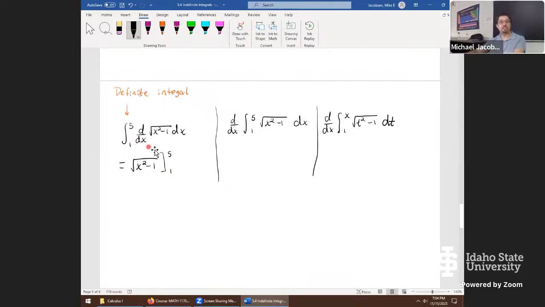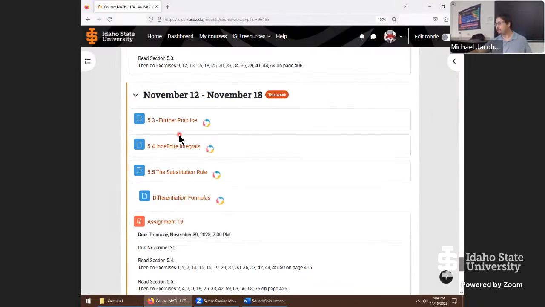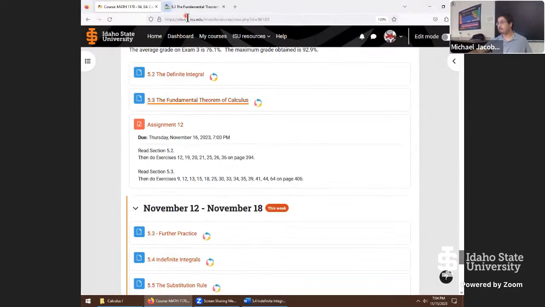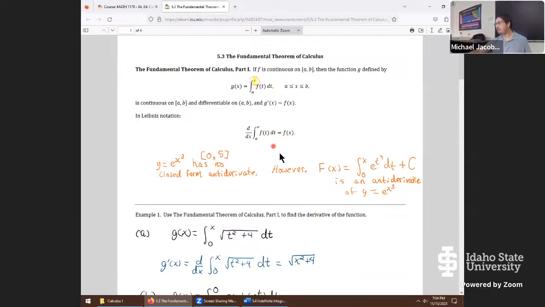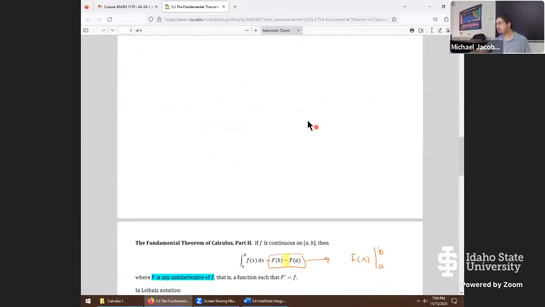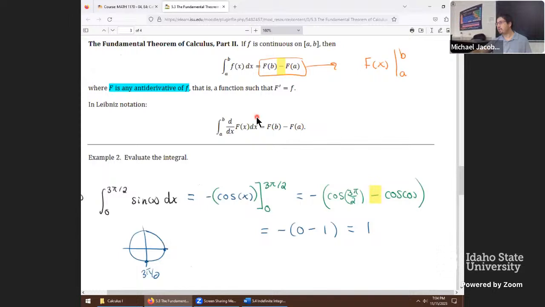But before we do the evaluation, let's take a look at section 5.3 to help us spot that that's the right antiderivative. In section 5.3, that was up here last week, let's go to part 2. We're looking at the fundamental theorem of calculus part 2. The definite integral of the derivative of f of x is just f of b minus f of a. So that's the whole key to this problem here.